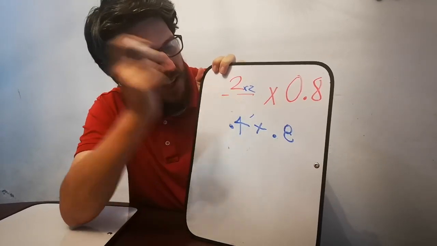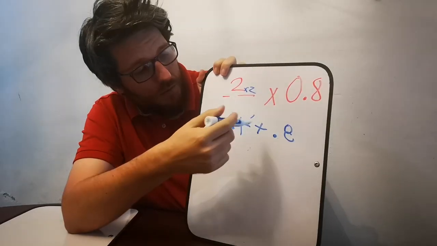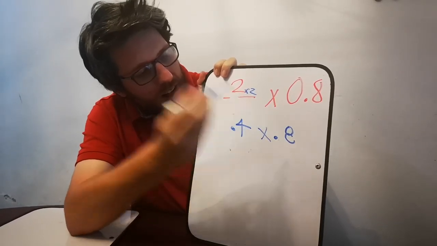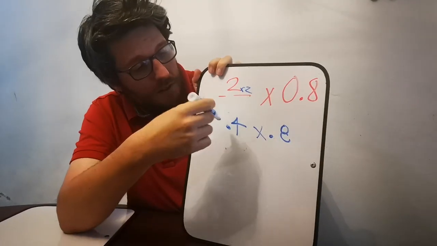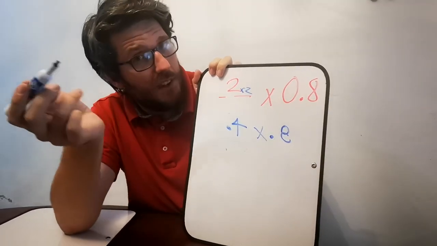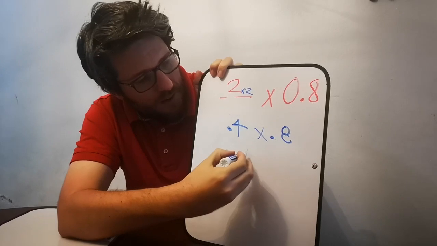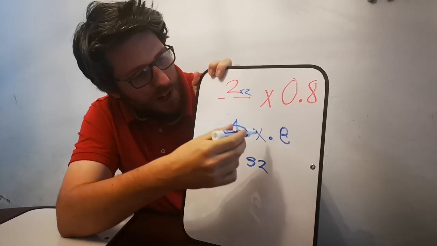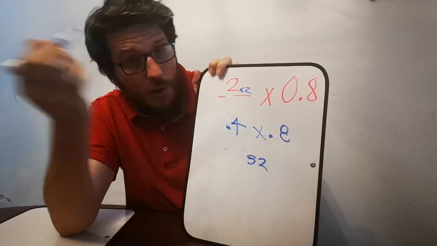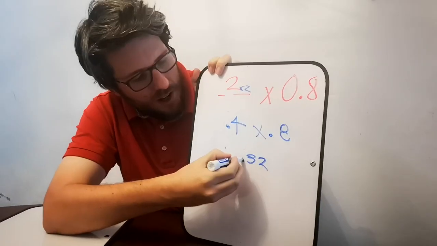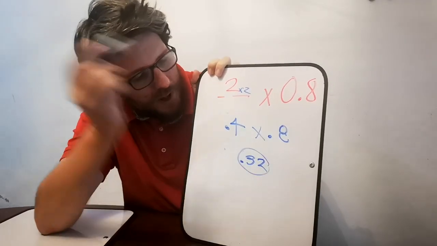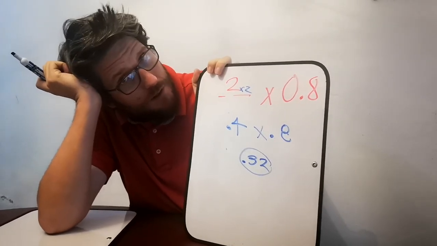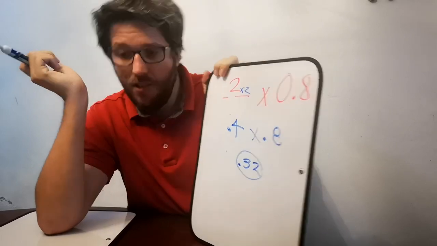So I have 0.4 times 0.8. And I go, looks more like an add sign, sorry. So, what is 4 times 8? It is 32. How many numbers after the decimal point? 2 numbers after the decimal point. So, my final answer would be 0.32. Now, that's the first way.